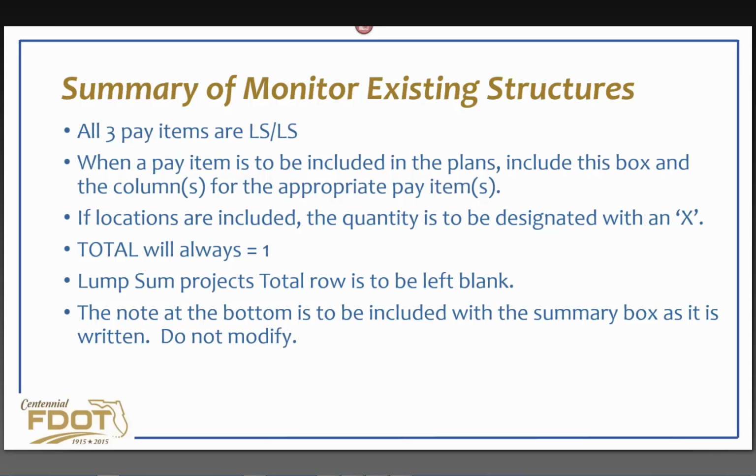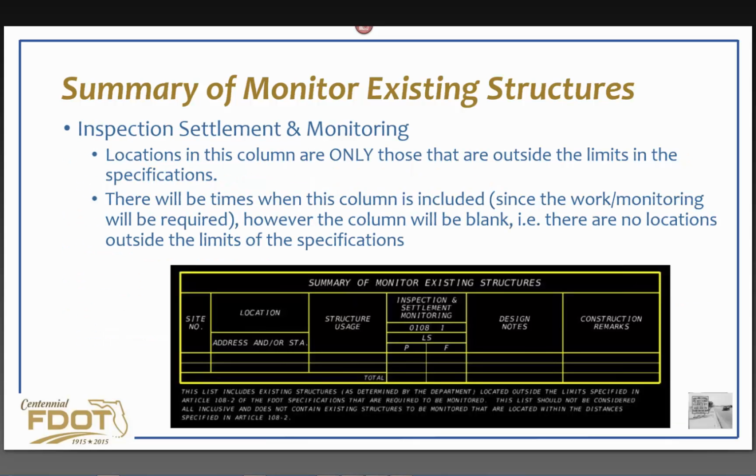Also, there is a note. It went through many iterations trying to get it right between some of the criteria group, upper management, and legal, and they've created this note for us, okay? That note is to be included with the summary box as it is written. Do not modify that, and always include this note. Don't delete that out of it thinking we don't need it. Always add that note to the bottom, okay? So we don't want to modify that either.